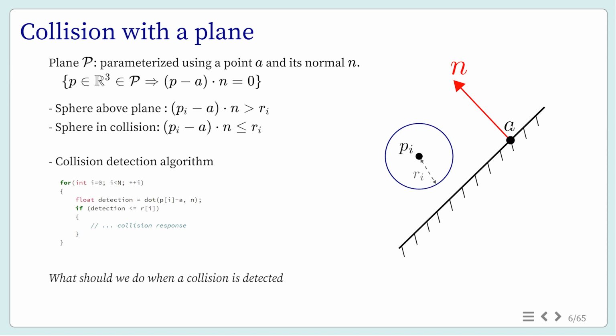And with this parameterization of my plane, I can say that a point P is inside the plane if (P minus A) scalar n is equal to 0. And this basically can help me also to define if my sphere is above or below the plane. If (Pi minus A) scalar n, where Pi is the center of the sphere, is greater than the radius Ri of the sphere, then it means that the sphere is above the plane. And if (Pi minus A) scalar n is less than or equal to the radius, then it means that my sphere is actually in collision or has penetrated within the plane.